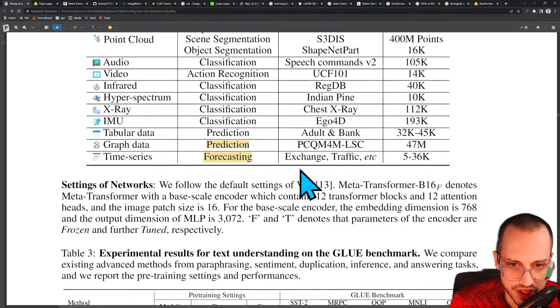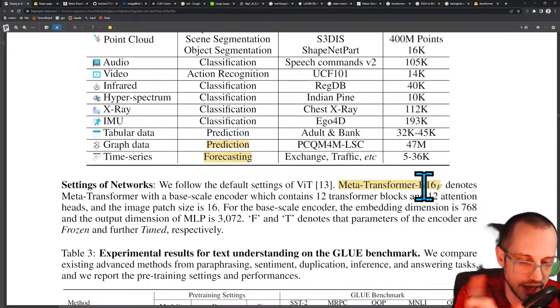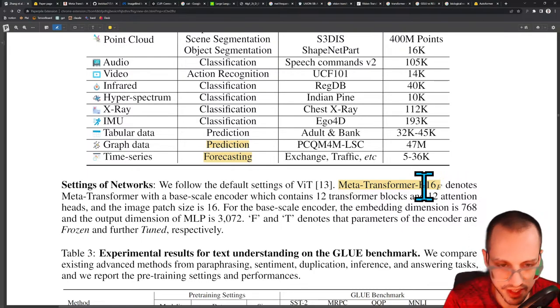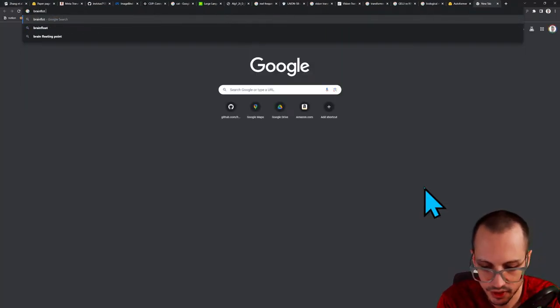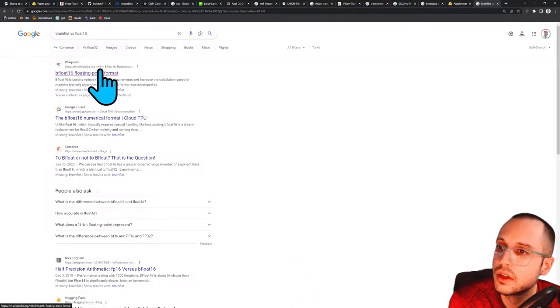We follow the default setting of ViT MetaTransformer B16F. So this is telling you that the data type they're using is bfloat16, which is a 16-bit float, but it's called the brain float, which has slightly different allocation for the exponent and precision terms. I think they're called mantissa or something like that. Brain float versus float16. Yeah, here we go.